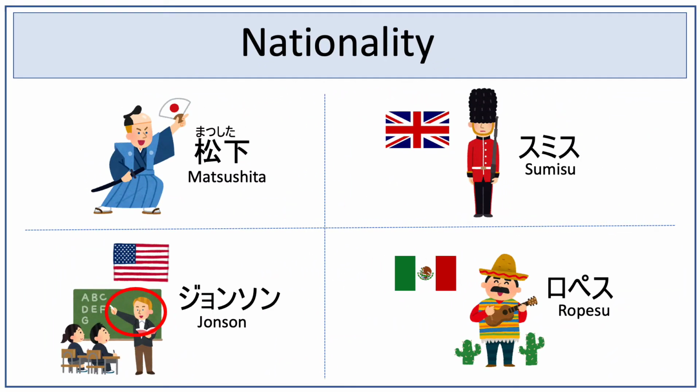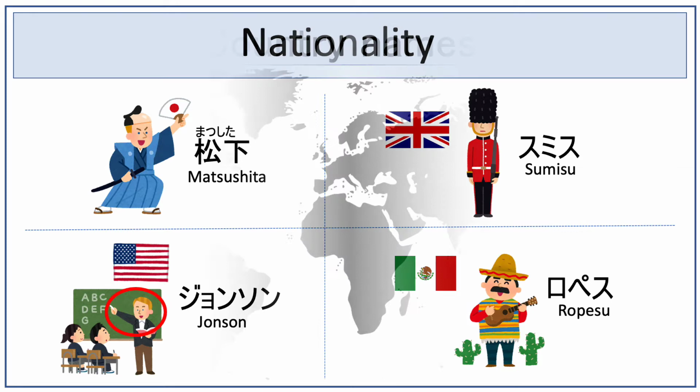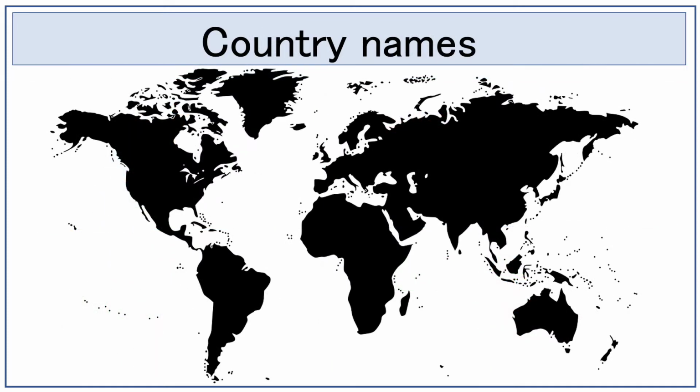Next, let's look at nationality. To be able to describe various nationalities, you will need to know country names. There are many countries and continents in the world, but here I will only introduce 14 of them.